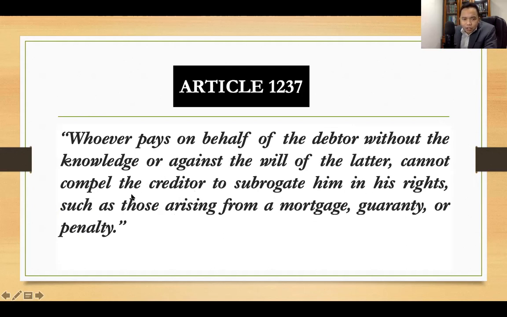It says there, class, such as those arising from mortgage, guarantee, or penalty. Because, class, if the payment is made with the consent of the debtor, then the third person can acquire all of these things: mortgage, guarantee, or penalty.